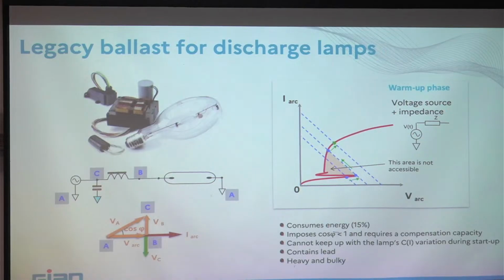And what happened? Initially, your system has a good power factor, but after 2 or 3 years, the power factor of the street lighting system using this kind of ballast is absolutely catastrophic.